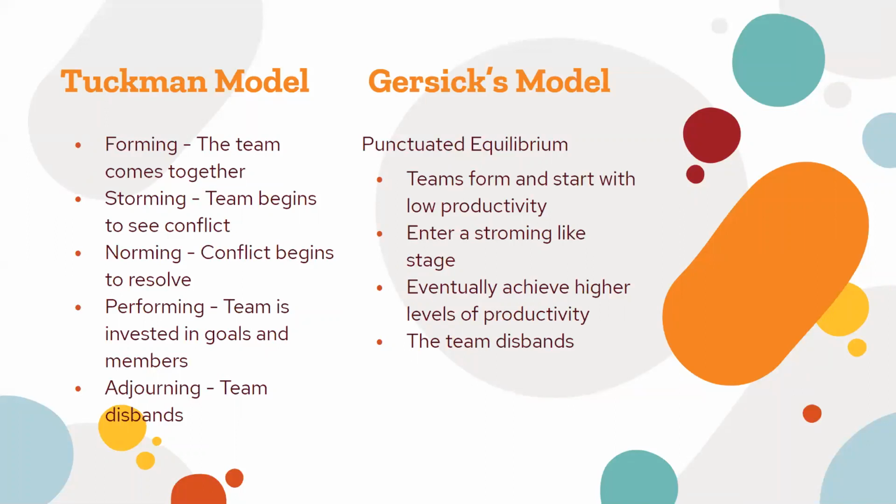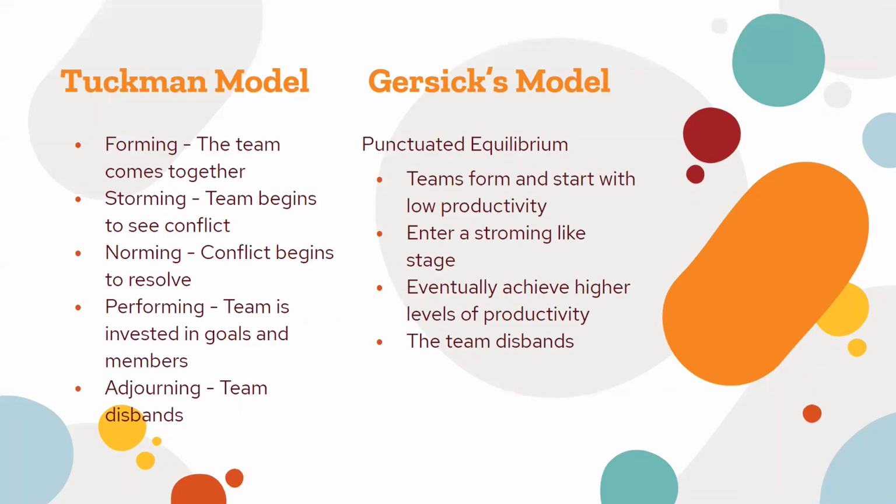The next stage is storming. This is where the team differences start to appear. Conflict becomes common in this stage, and issues arise from the different personalities. This can lead to questions of leadership or even other members' abilities. Members must start to have open discussions to resolve these issues, which takes us to the next stage.